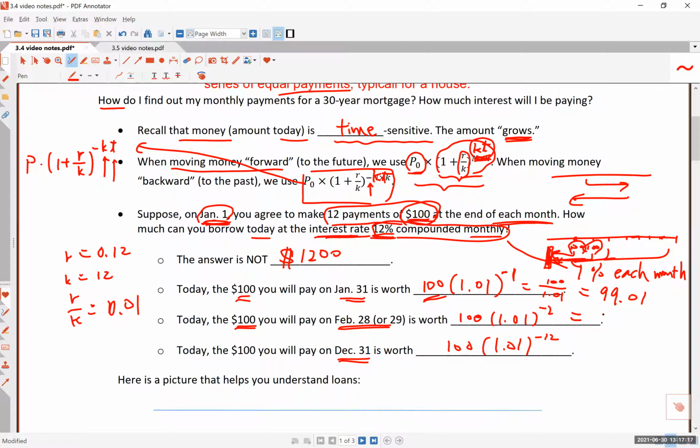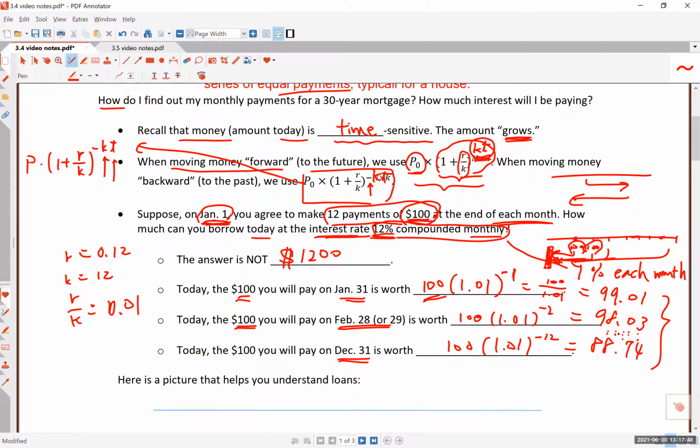For the second payment, it's worth $98.03. That is the present value of your second payment of $100 to be made 2 months from today. The $100 you're going to pay 12 months from today is not worth 100. In fact, it's not even worth $90. It's $88.74. Then you add them all up, along with the 9 other payments, the present values of payments in the future.